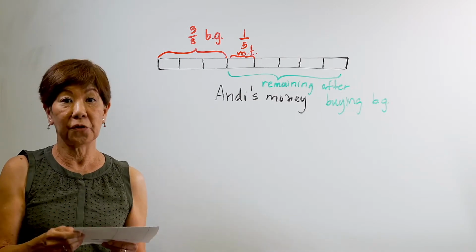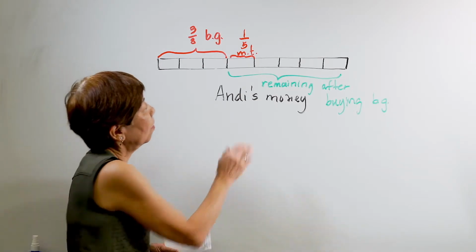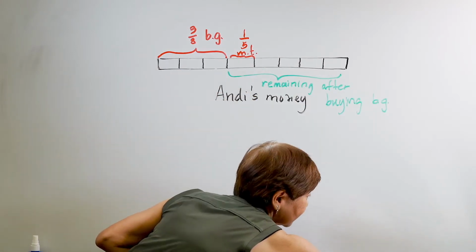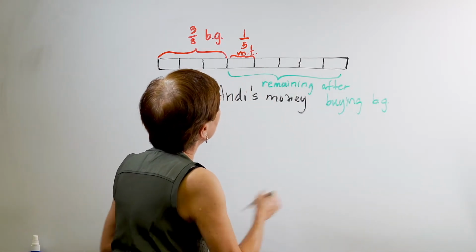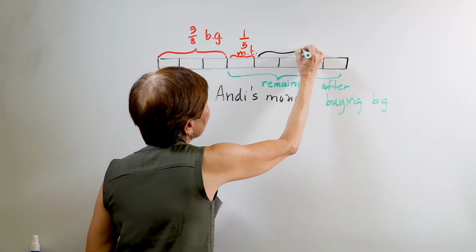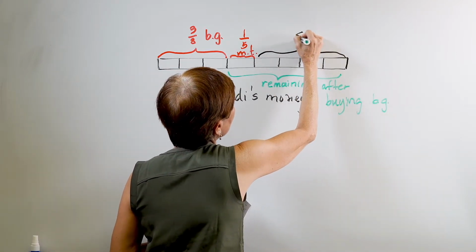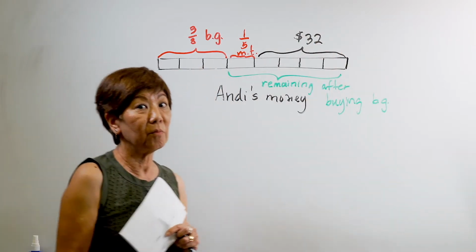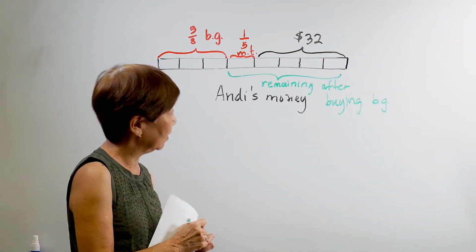And now she has $32. So whatever she has left is $32. Color here. So here's $32. And we need to determine how much money she started with.